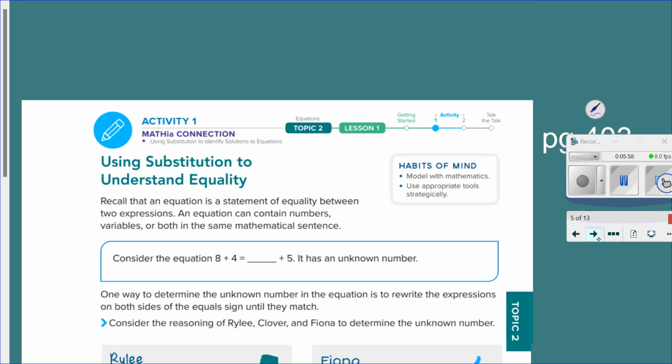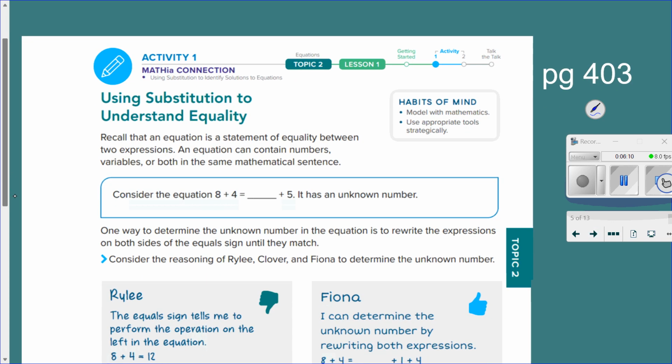And this one, we're going to start looking at substitution to help us understand the equalities. Remember, and this goes back to definitions from last chapter, actually. An equation is a statement of equality between two expressions. They can contain numbers, variables, or both in the same mathematical sentence. What is the key difference between an expression and an equation? Excellent. That equal sign is that different.